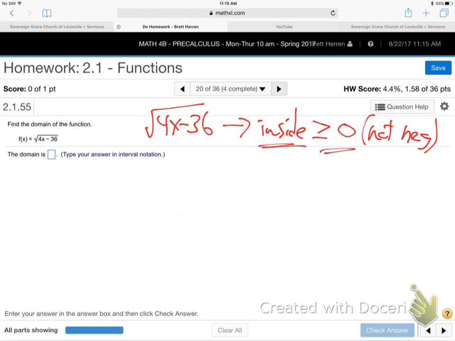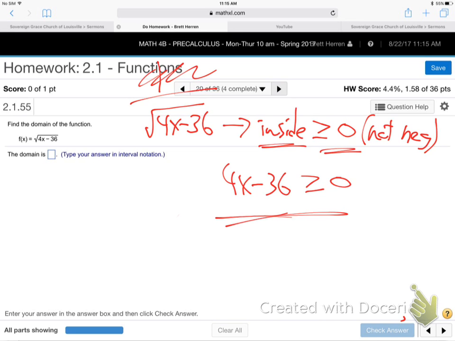Well, we say inside, you've got to be bigger than or equal to 0, not negative, in other words. So take 4x minus 36, solve it greater than or equal to 0. By the way, what if this was 1 over, or anything over? What if that square root of 4x minus 36 was in the denominator? What would I change about this statement? Do you know? You wouldn't make it equal to, you just make it greater than.